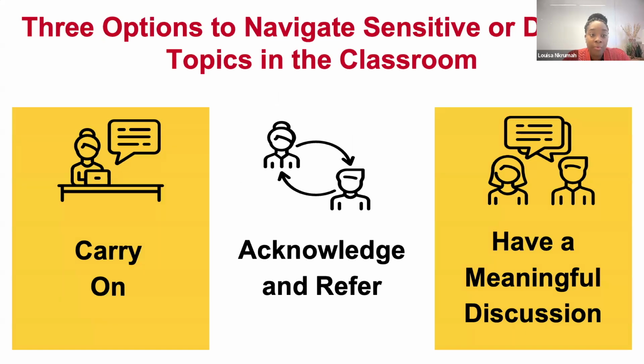So next I'll talk about three specific options to navigate sensitive or difficult topics in the classroom, especially when you're caught off guard by them. And those three options are to carry on, acknowledge and refer, or have a meaningful discussion. The goal with these strategies is to help you feel more confident and prepared when managing conversations about sensitive topics by giving you a range of options to choose from, so that based on your comfort level and the situation, you can choose the option that you feel will be best.